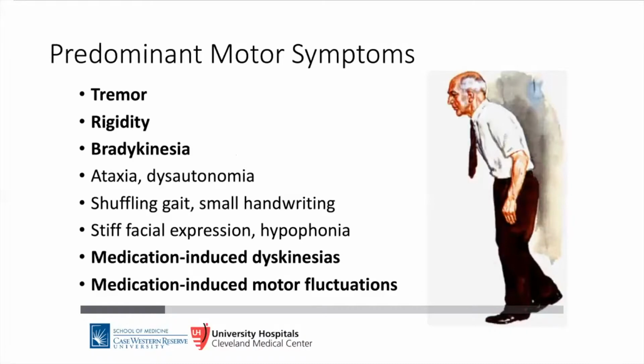So in Parkinson's disease, there are obviously a lot of motor and non-motor symptoms involved. The ones in bold are primarily what we're going to be focusing on for the patient selection for Parkinson's disease. But tremor, rigidity, and bradykinesia are sort of those 3 cardinal motor symptoms that we aim to assess and improve. But patients will obviously have a lot of other symptoms: ataxia, they can have dysautonomia, they can have the shuffling gait and small handwriting, facial expressions are muted, hypophonia. And then there are also a lot of obviously non-motor symptoms. They can have cognitive decline, they can have depression, anxiety, they can have sleep disturbances, GI abnormalities.